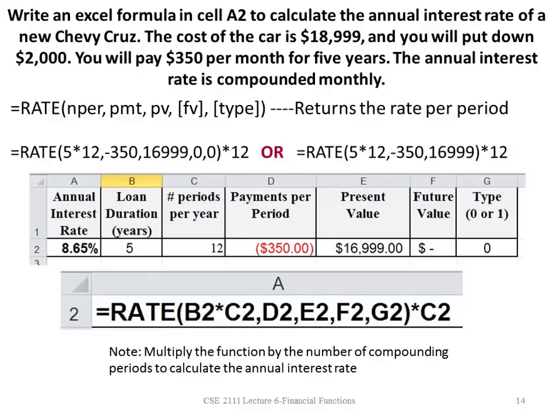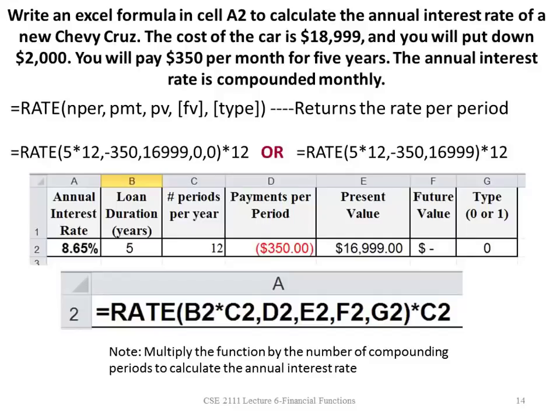There's the rate function and the arguments. Let's plug in the values. 5 years times 12, NPER argument. You always take the years and multiply it by the number of compounding periods. The payment argument, negative $350, because we are going to pay $350. The present value, $16,999. The cost of the car is $18,999, but we're putting down $2,000, so we're only going to finance $16,999, and that's money that's coming to us, so it's a positive number.